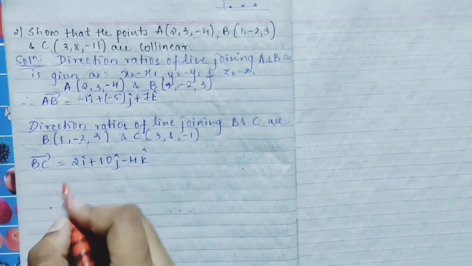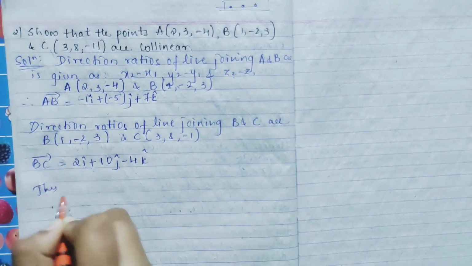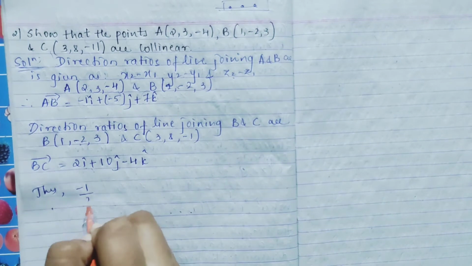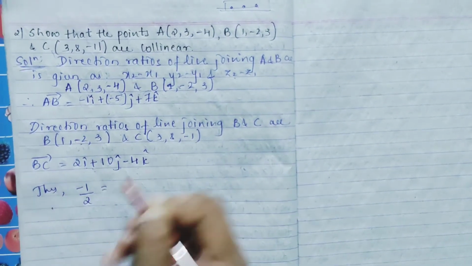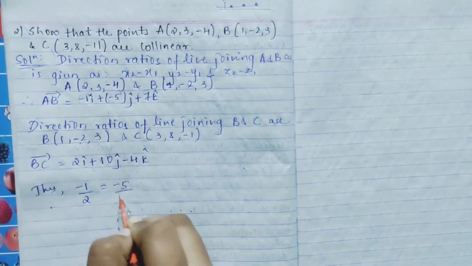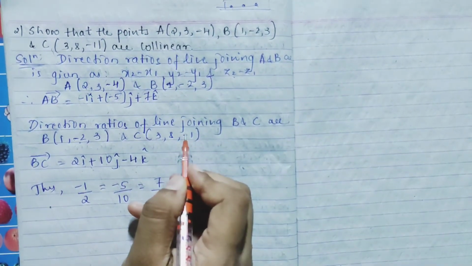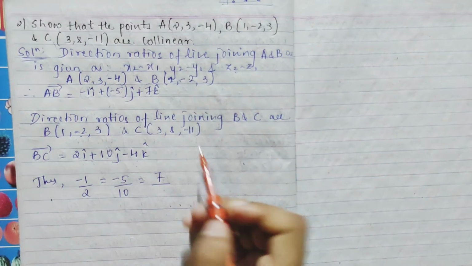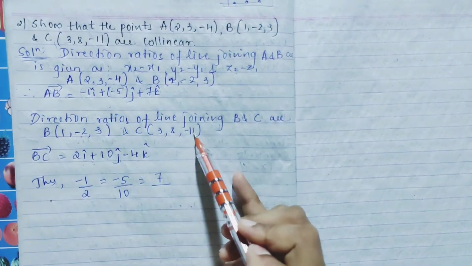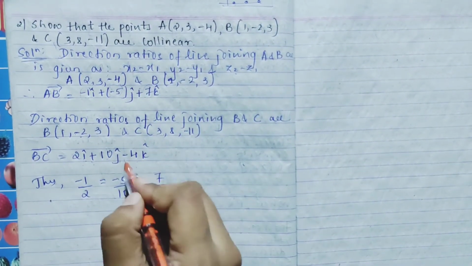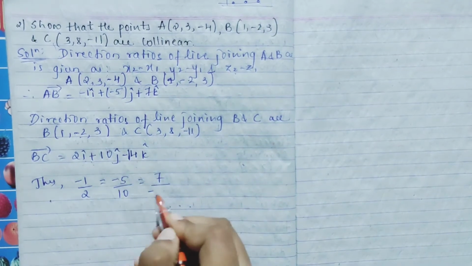Now we will check how you will get. You can write thus, minus 1 by 2 equal to minus 5 by 10 equal to 7 by, sorry, a point I took wrong, so it is 11, I have taken 1, so 11 minus 3, this will be a 14, right? So you will get minus 14.